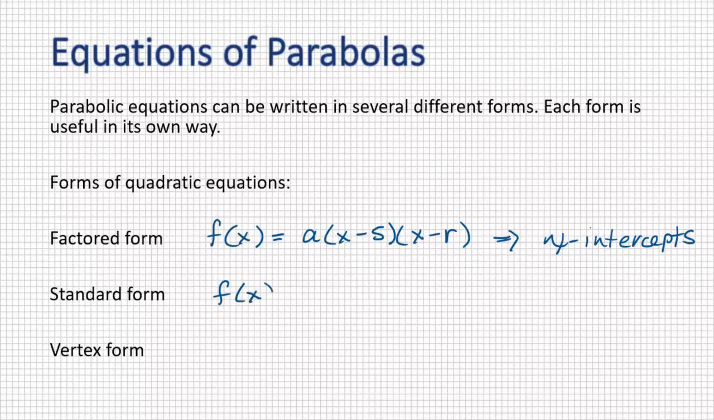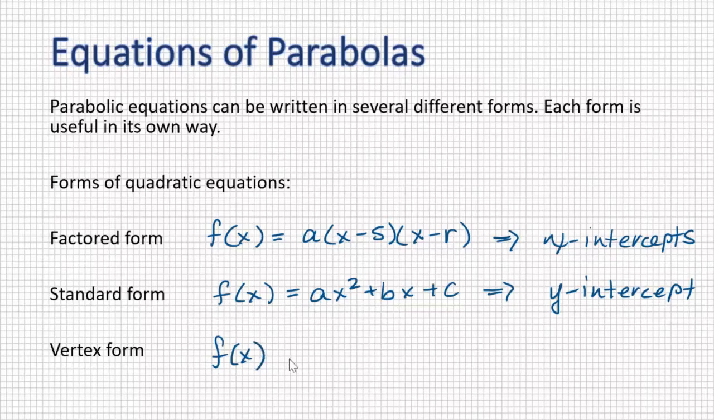The standard form of a parabola can be written as f of x is equal to ax squared plus bx plus c. This is a very common way to write a parabola, and it highlights the y-intercept. This means that the y-intercept will be the easiest point to find if the parabola is written in standard form. Vertex form, fairly self-explanatory. We write f of x is equal to a times x minus h all squared plus k. The easiest point to find here will be the vertex. We're going to spend our time looking at standard form as well as vertex form.